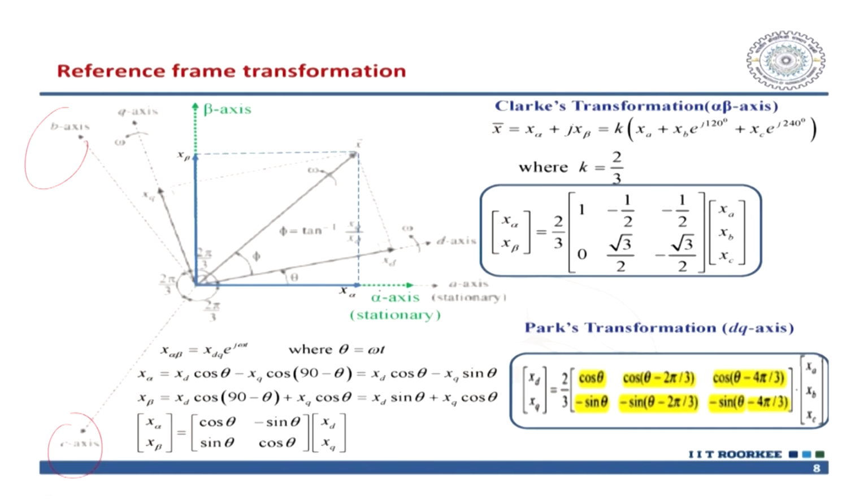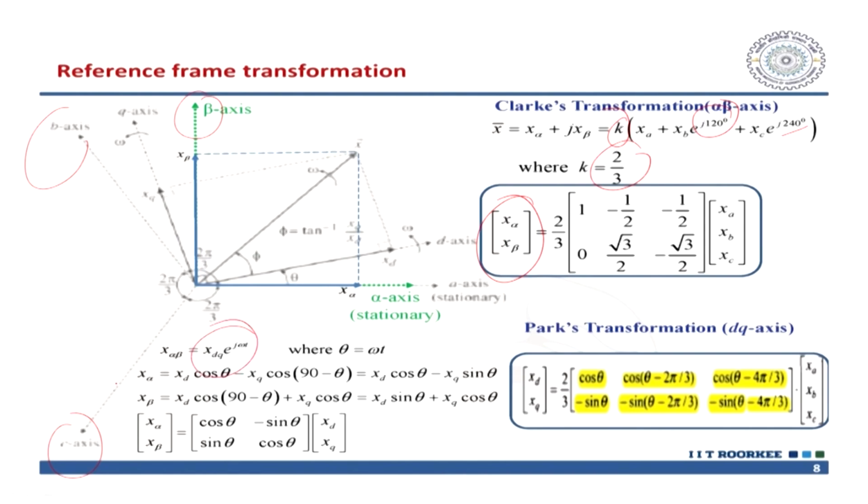So, all the vectors you can resolve into the alpha beta frame, and by this transformation, x bar will be x alpha plus j x beta equal to k times a constant, where k is 2 by 3. This x a plus x b you have to multiply with the 120 degree, and x c you have to multiply with the 240 degree or minus 120 degree, where k equal to 2 by 3. So, you can get this transformation in this way. It may be voltage or current, anything. This transformation is called the Clarke transformation.